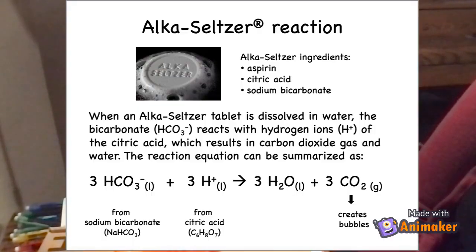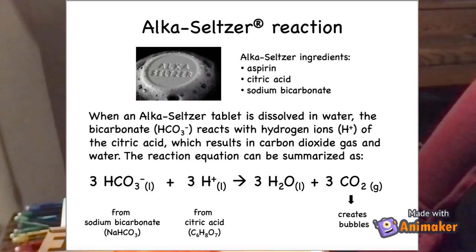When we plop the Alka-Seltzer into the water, the bicarbonate ions from sodium bicarbonate react with the hydrogen ions from citric acid, and water and carbon dioxide are formed. The carbon dioxide is what causes the bubbles. This reaction equation can be summarized here on this slide.